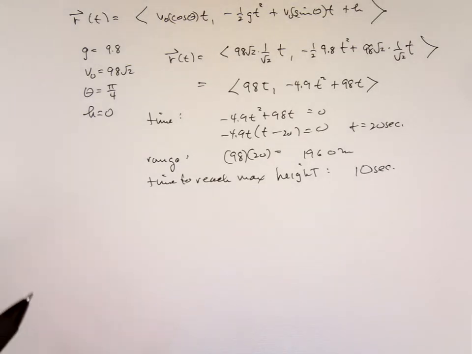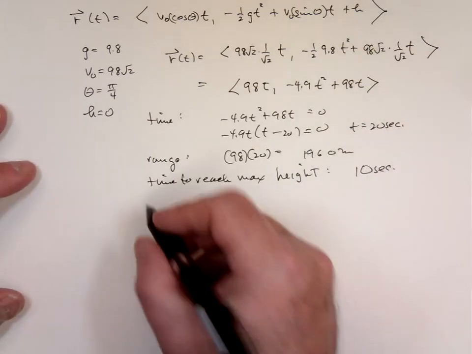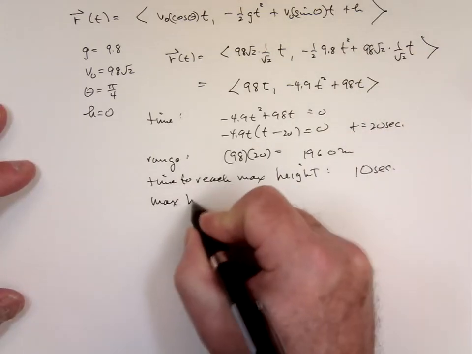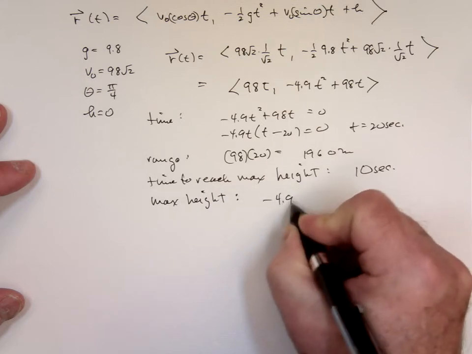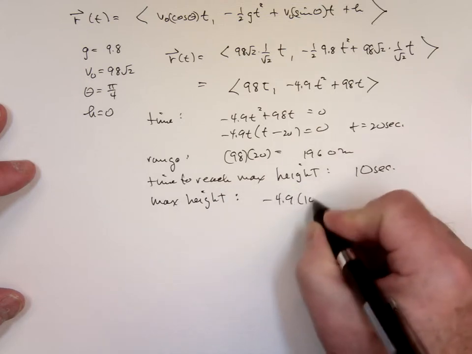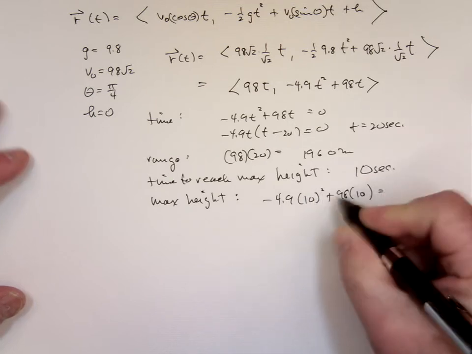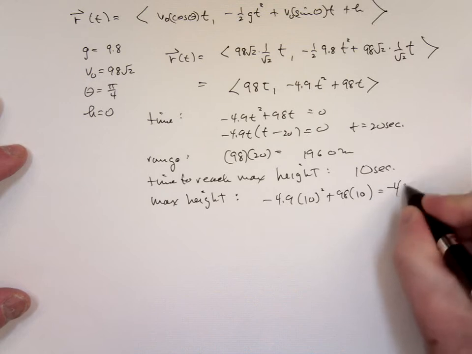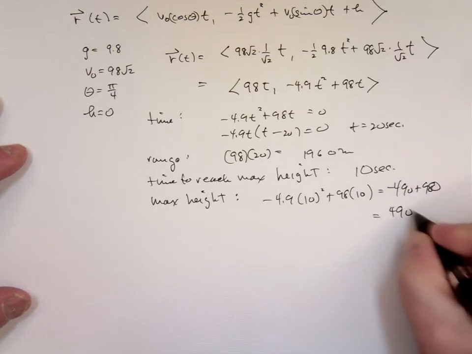What is the max height? Well, at 10 seconds, find the y component at 10 seconds. So the max height is negative 4.9, and we've got 10 squared here, 98 times 10. That's 100 times this. That's a negative 490 plus 980, and you get 490 meters. That's max height.